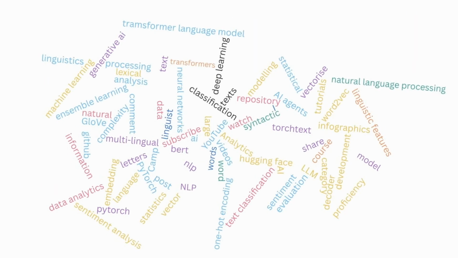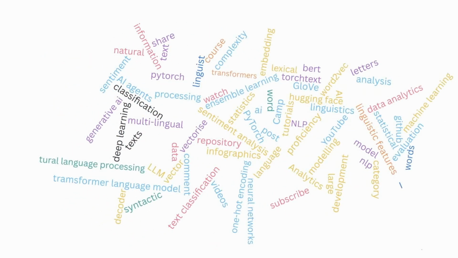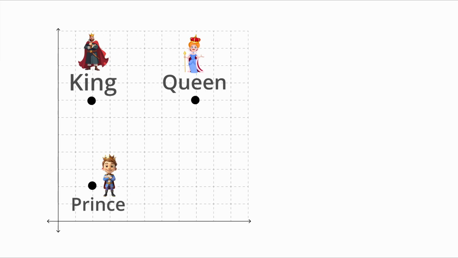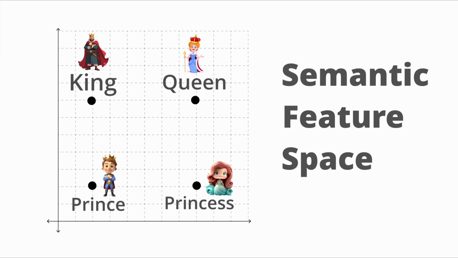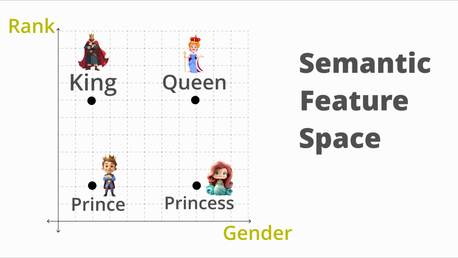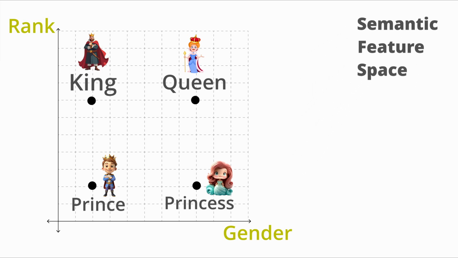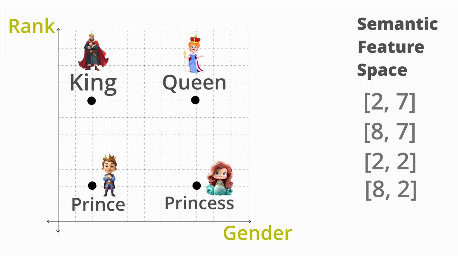Before we delve into more technical details, let's take a look at some fundamentals of words and their properties. Consider the words king, queen, prince, and princess. As you can see, all of these words are related to the concept of royalty, but two of them are male and two female. Two of them have a higher status or rank and two lower. We can represent them in a semantic feature space, where the x-axis represents the semantic feature of gender and the y-axis represents the semantic feature of rank. Even though this coordinate system is quite arbitrary, we can use these numbers to assign coordinates to each word.